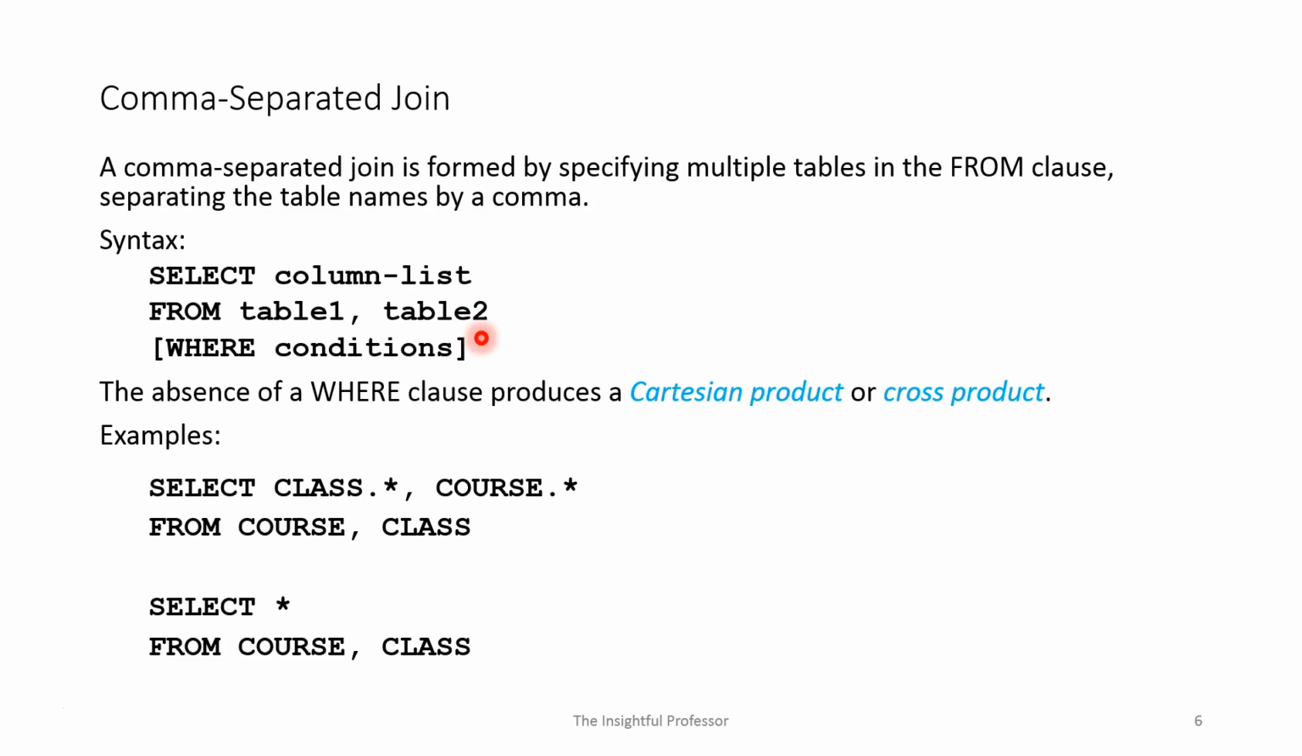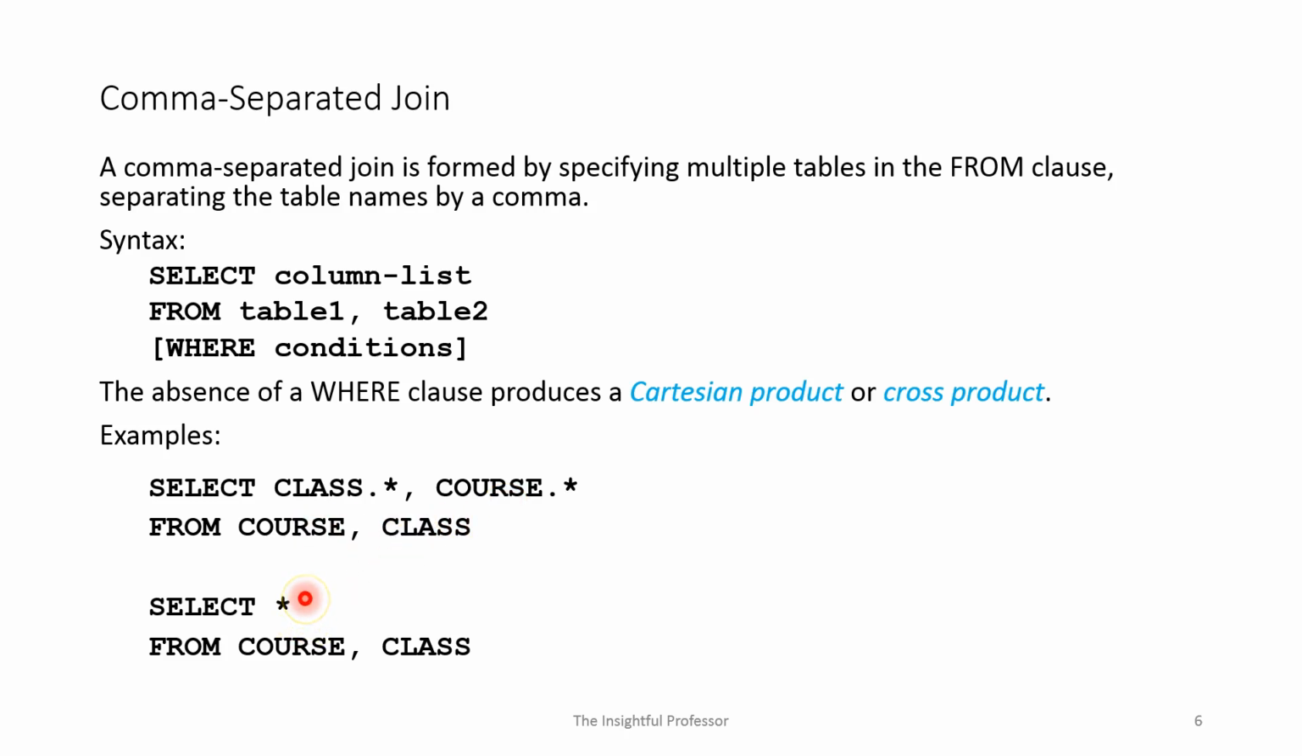That's optional. I've enclosed that here in the square brackets to show that you don't need to have a where clause, although you probably are going to, because if you exclude a where clause, you'll produce something called the Cartesian product or the cross product, which generally is not going to be of much use to you. So here are a couple of examples where we do omit the where clause. Select all of the columns from the class table, all of the columns from the course table, and then list the two tables.